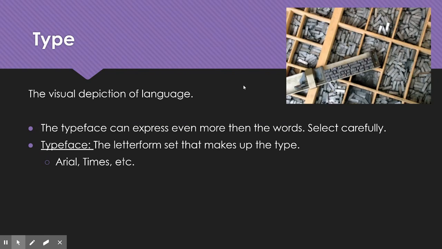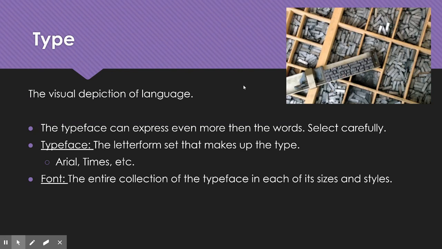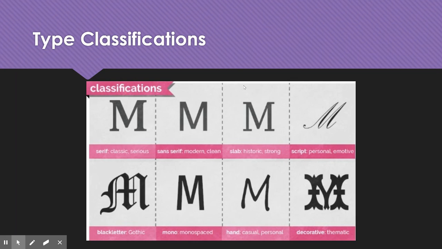But a typeface would be Arial, Times, Rage Italic would be one, Gothic. These are all different names of typefaces. But the font is the entire collection inside of there. So there's styles that go with a font. So there can be a bold, there can be an italic, there could be a narrow. There's lots of different pieces that go with each font face.